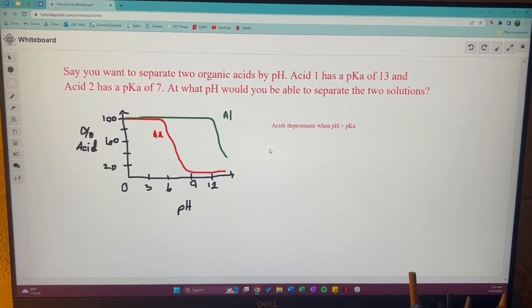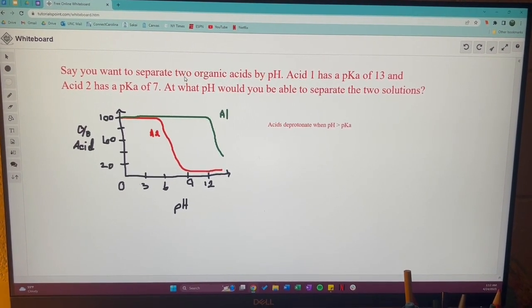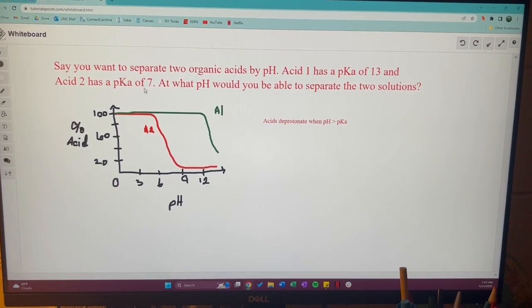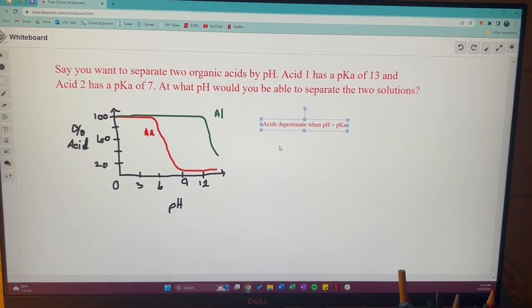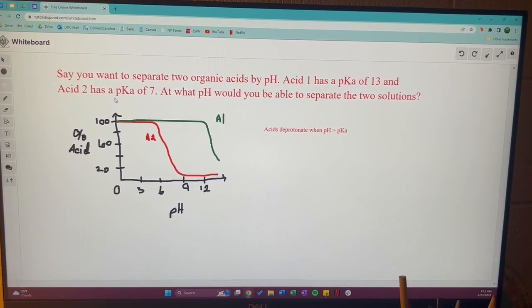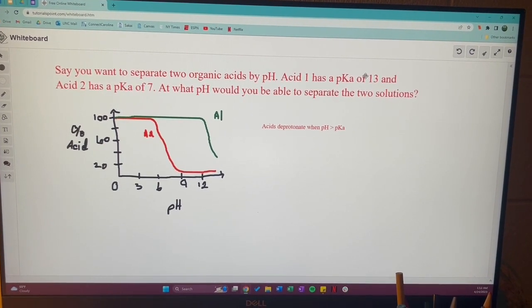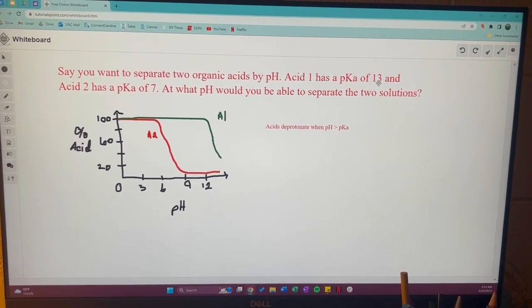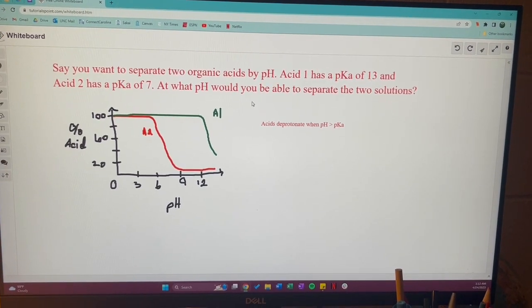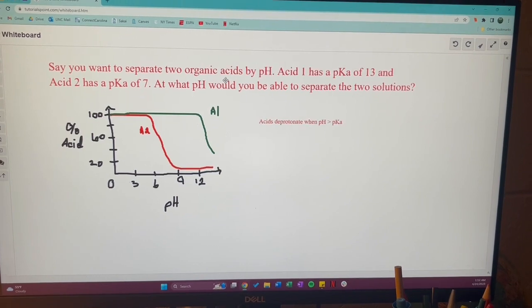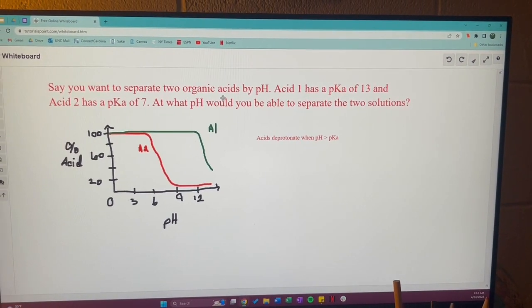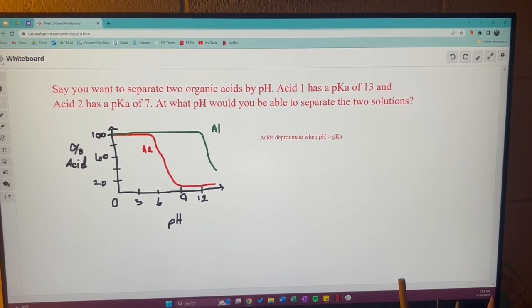So this is how I would walk a student through a problem like this, where you could do it in your head, if you know from the top of your head that this is true. If you know that, then you can say this will be deprotonated past 7, while you don't want to go past 13, because then acid 1 will also be deprotonated. So a range in between there is between 7 and 13. And so 10 is about the middle ground there, which is why you'd want to use that. But yeah, that's how I would explain a problem like this.